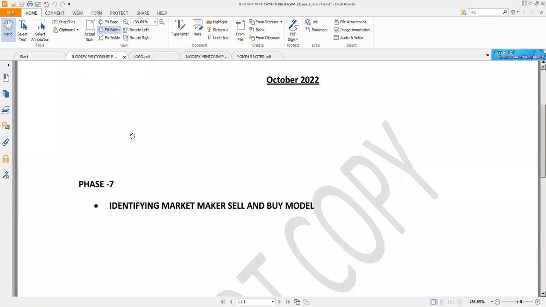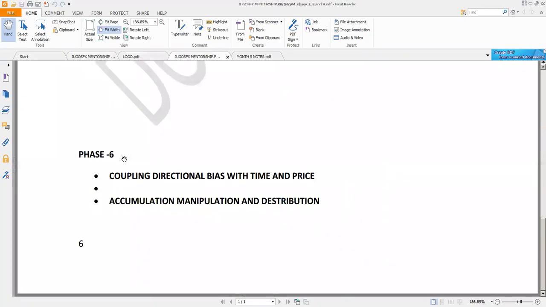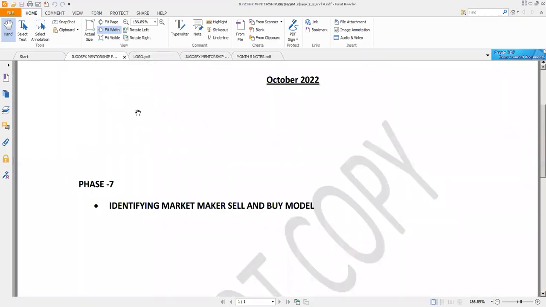Remember, we're already on phase 7. We're done with phase 6. Our last lesson was accumulation, manipulation, and distribution. So we are done with phase 6. Today we are going to be talking about phase 7A, which is identifying market maker and sell models.